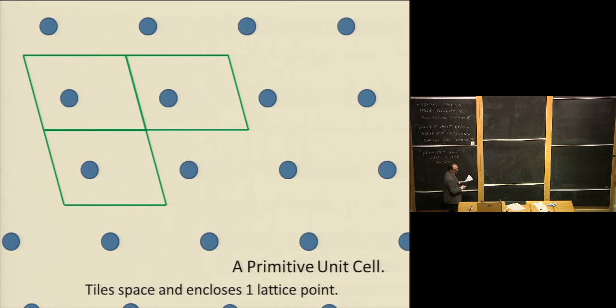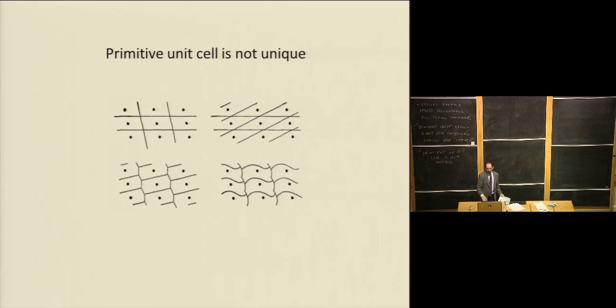You have different choices as to what you want to use for your primitive unit cell. For example, here's a lattice written 4 different times, and you can choose primitive unit cells to be any shape. So you can choose them this shape, this shape, this shape, this shape. As long as they fit together and tile all of space, you have a very nice primitive unit cell. Okay? Some of them are more convenient than others.